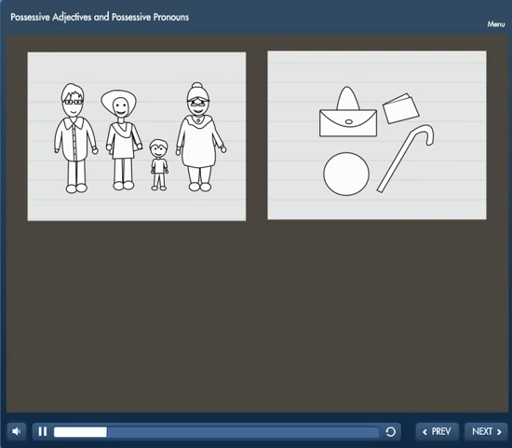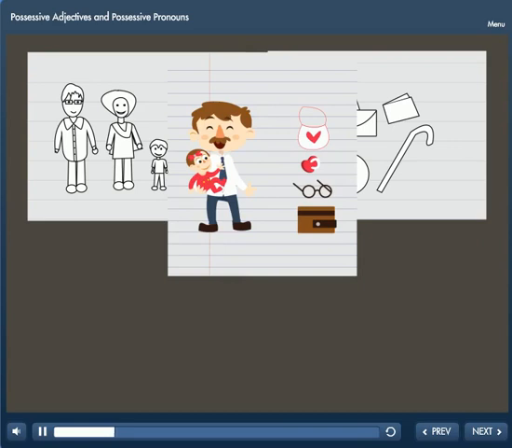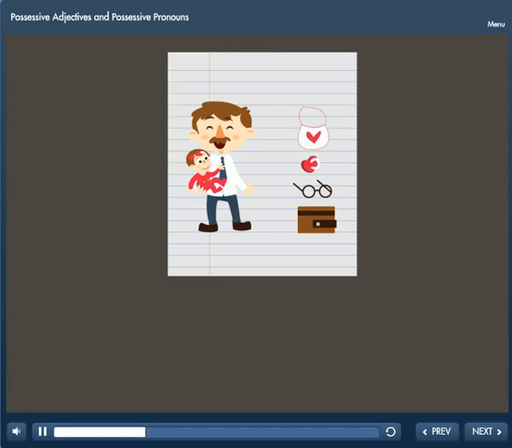Children, I can see that you have made wonderful drawings. Look, I also made one. Now, you will make sentences about these things and the people who own them by using possessive pronouns. Remember that possessive pronouns always come after the noun that is possessed. Let me give you an example.